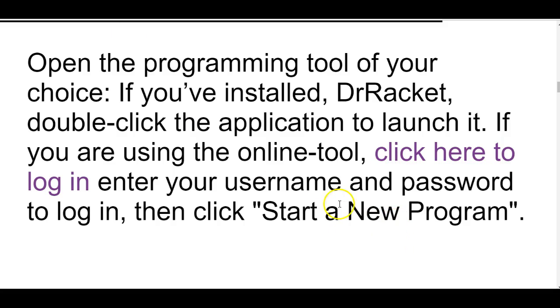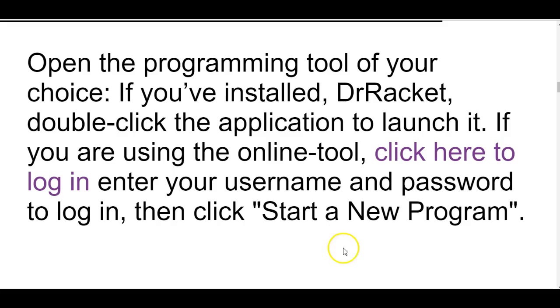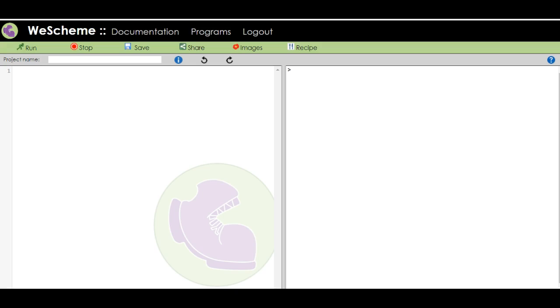Okay, so we're going to go through what we're looking at. This is the WeScheme editor here. Let's go through it together. We've started a new program. You can see that in the editor you have two areas. On the left is what we call our definitions area. On the right is what we call the interactions area. And then of course you have the buttons up on the top. So definitions and interactions, together they're what we call the editor, right? This is the WeScheme editor right here.